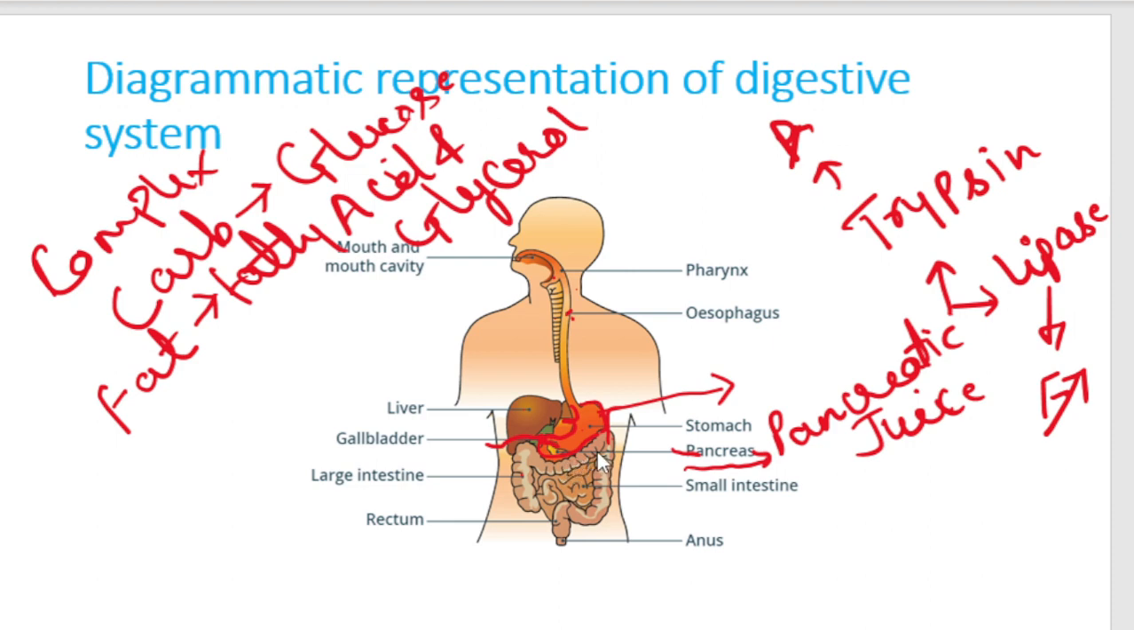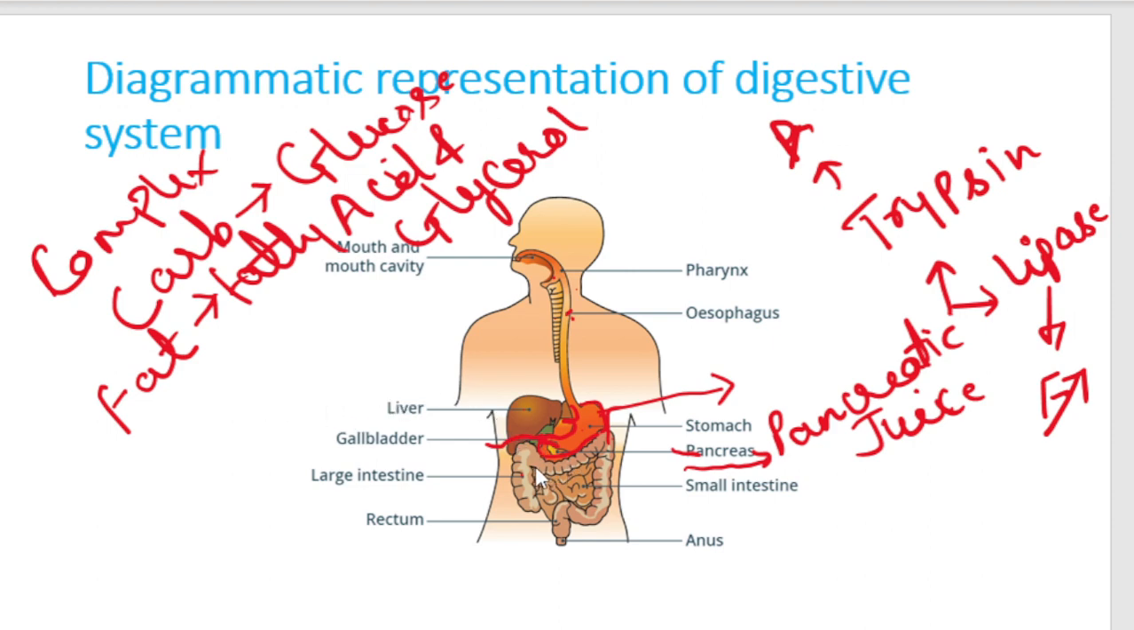What are these? One is the secretion of bile juice. Bile juice does two works. One is to neutralize the acidic nature of the food which has entered the small intestine, and another is to break down the large globules of fat. The second secretion is pancreatic juice. Pancreatic juice has two enzymes, trypsin and lipase. Trypsin breaks down the protein while lipase breaks down the fat. And other secretions break down complex carbs into glucose, as well as fat into fatty acids and glycerol.